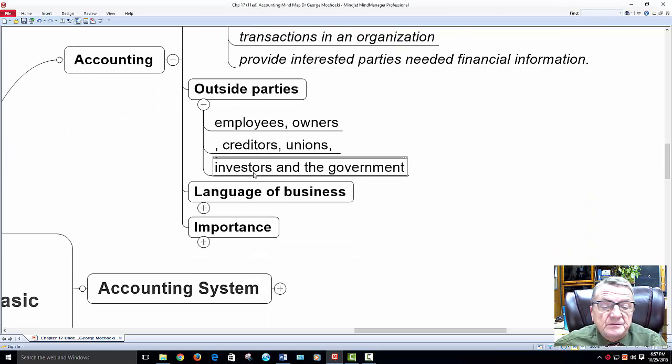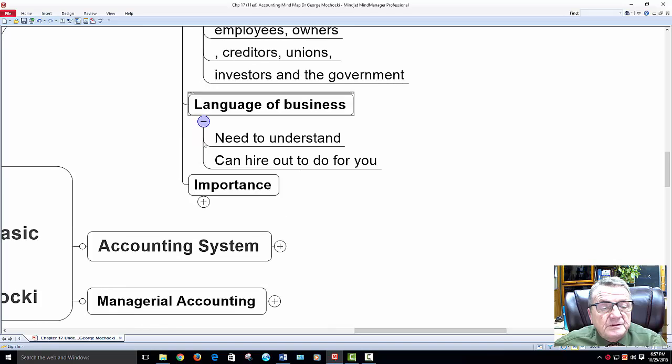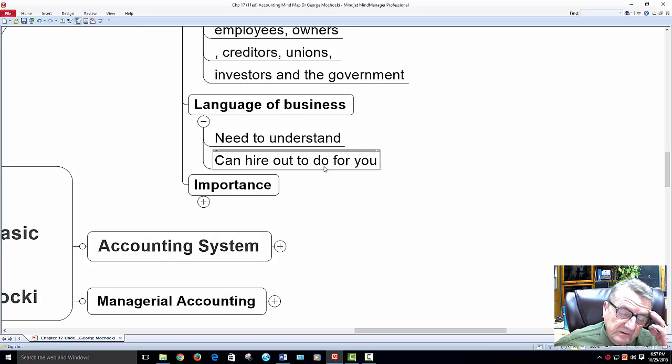Okay, creditors, unions, investors, the government. Everyone wants to know, always looking at your books. Okay, now language of business, we need to understand that. You could hire it out if you want. Don't tell your accountant you have no clue about accounting, because that just opens up the door to take advantage. Here's the checkbook, walk away.